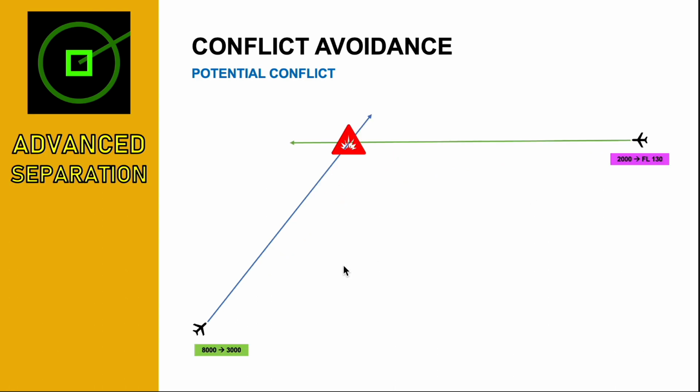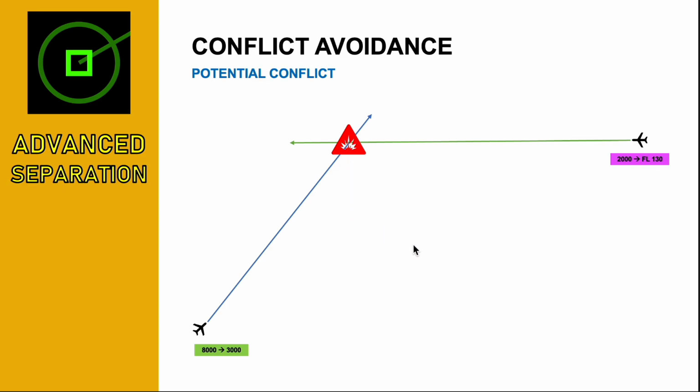Then in this situation, you have a traffic that is at 8,000 feet but is descending to 3,000 feet. You have a traffic that is at 2,000 feet that is coming to flight level 130. As you can see, this traffic is going to cross this traffic. Okay? So this is a potential conflict because it's between 1 minute and 3 minutes.